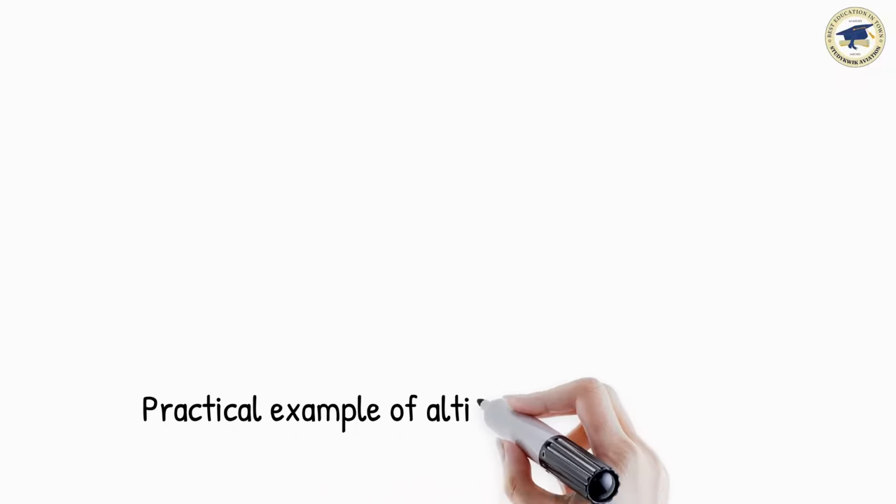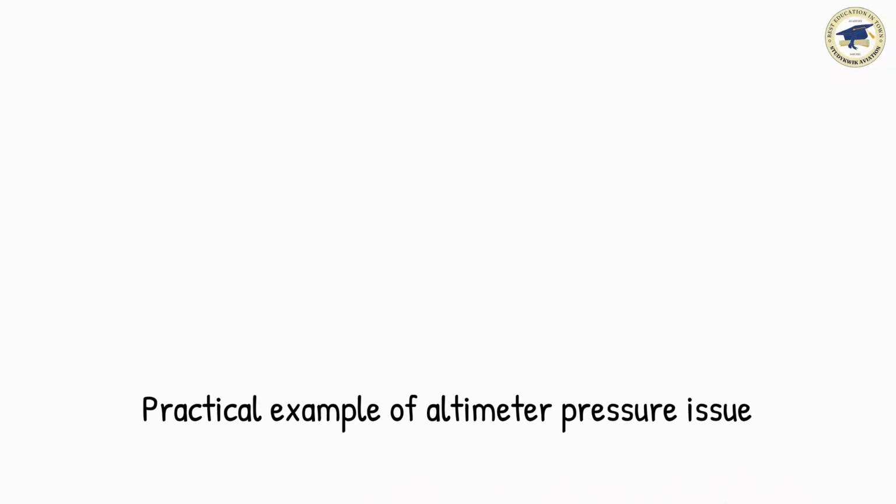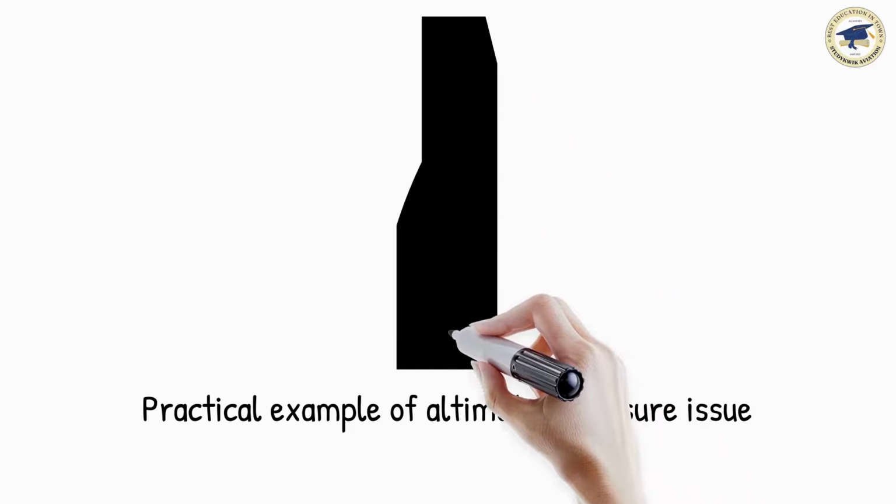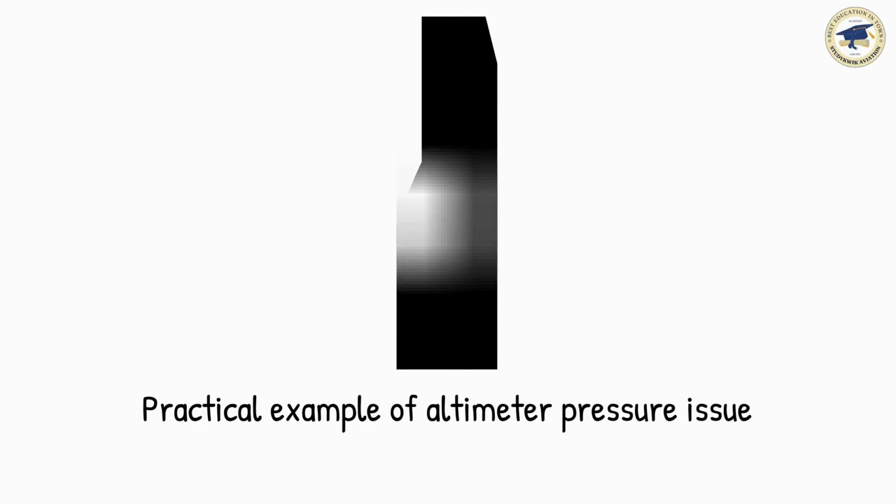Altimeter pressure problems are common, so let's take a practical example. Suppose QNH is 1,025 hectopascals, the aircraft is at 3,500 feet, and the airfield QFE is 985 hectopascals. The difference is 40 hectopascals, equal to about 1,200 feet. So the true height is 3,500 minus 1,200, giving 2,300 feet above the airfield.